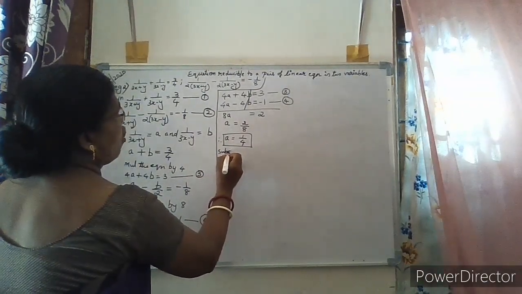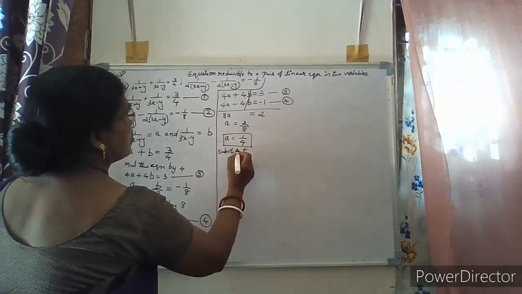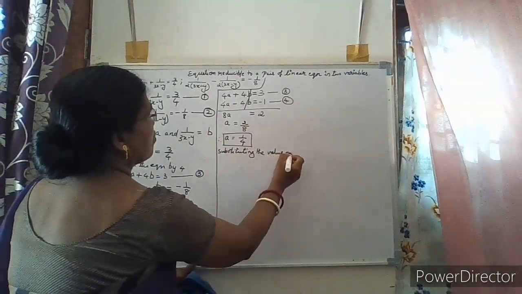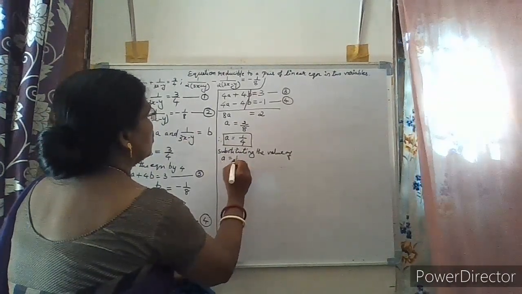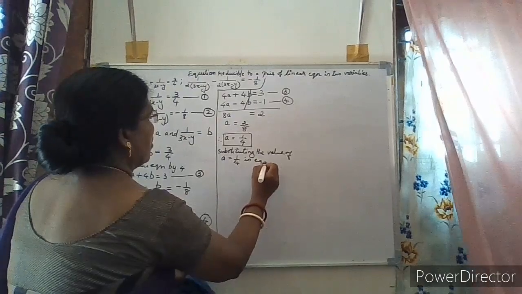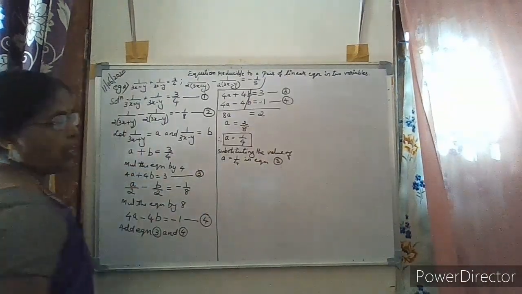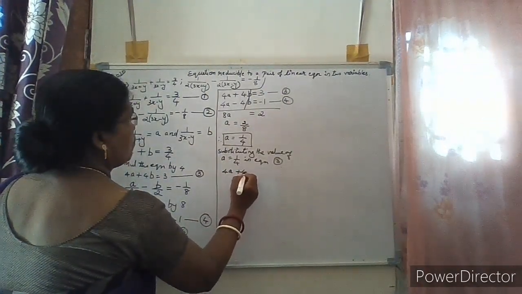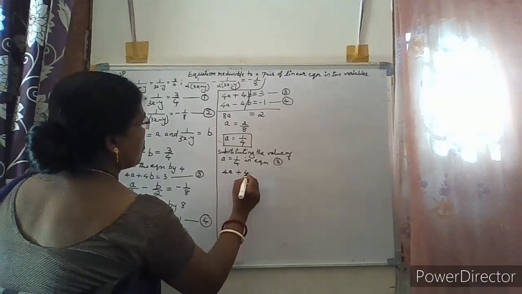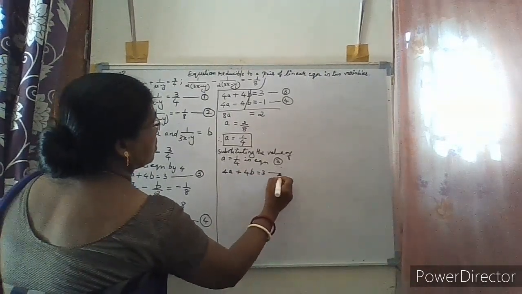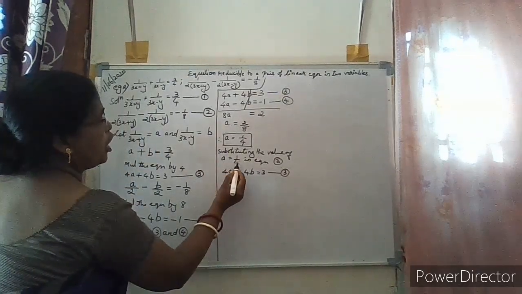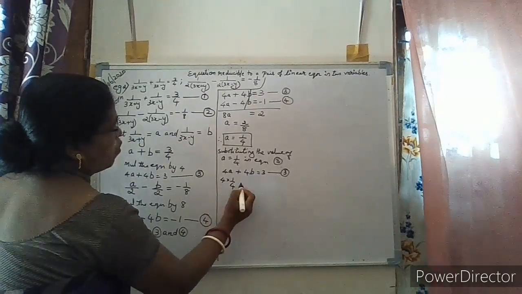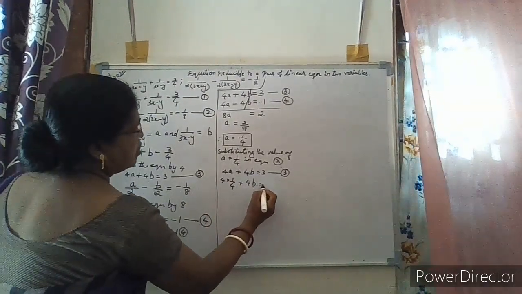Substituting the value of a is equal to 1 by 4 in equation, let us take equation 3. So look at equation 3. It is 4a plus 4b is equal to 3. This is equation 3. So in place of a you write 1 by 4. So 4 into 1 by 4 plus 4b is equal to 3.